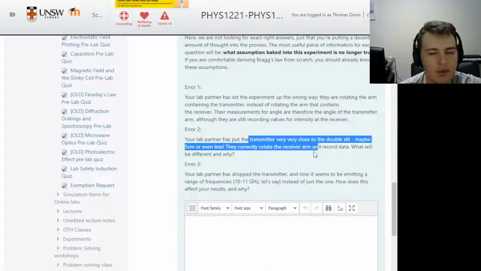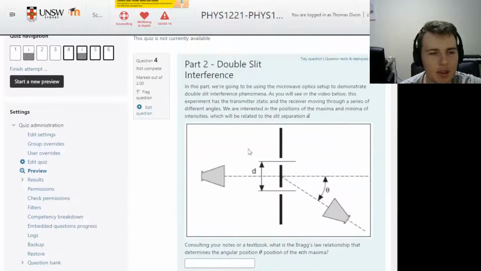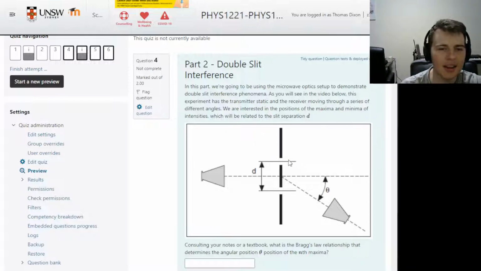So, transmitter very close to the double slit. The easiest assumption that is violated is that the distance between the source and the slits is not very, very big relative to the displacement between the slits, which is an assumption that we need for, I'm not going to say far field diffraction, but for far fieldiness. I know, I have a PhD in optics, so I'm allowed to say that. Anyway, what's the actual point?